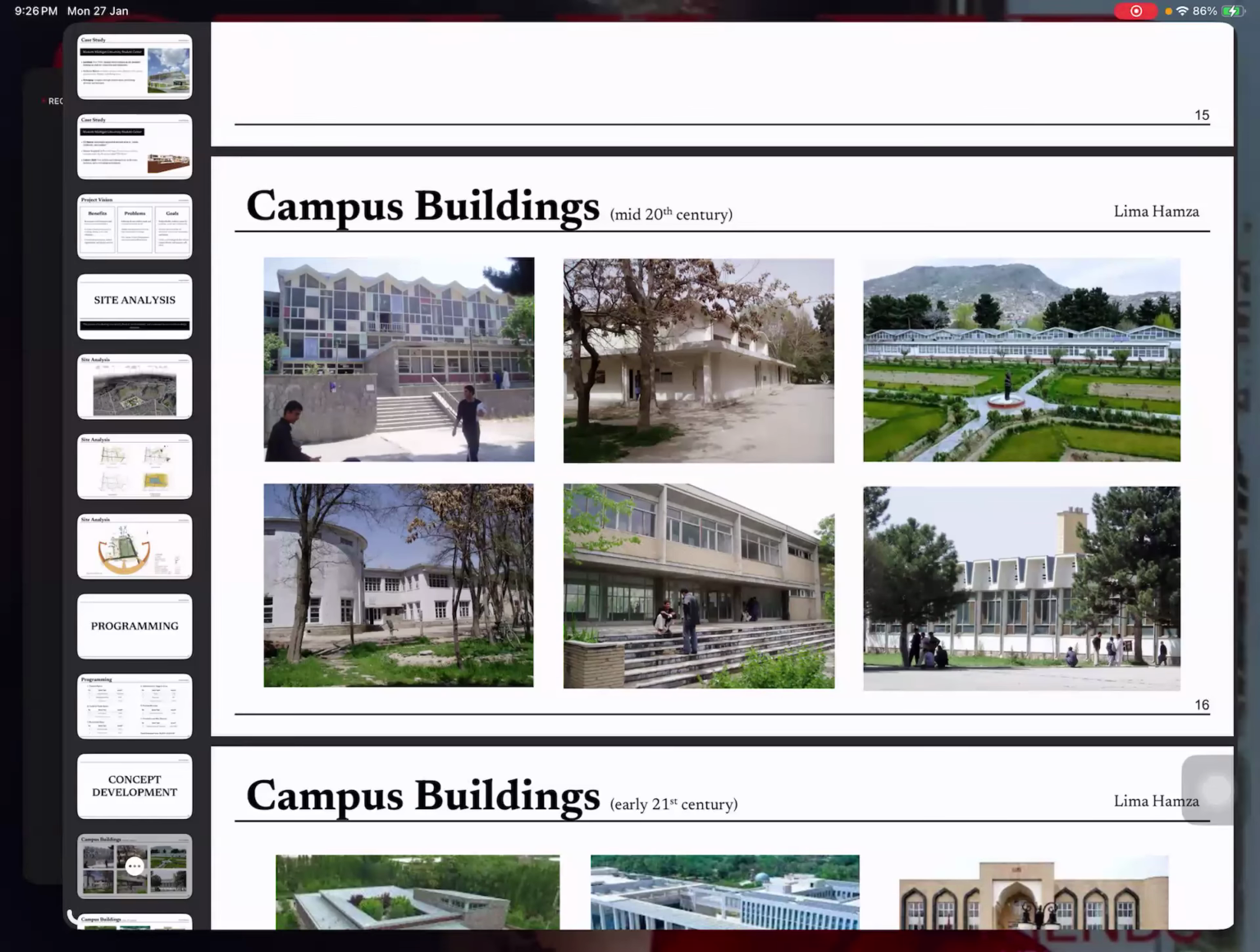So I just had a research and tried to find some pictures of the buildings that were already in the campus and just separated them into two categories. One that were built in the mid 20th century and one that were built in the early 21st century. So these buildings that you're seeing, these are some of the faculties that we have.